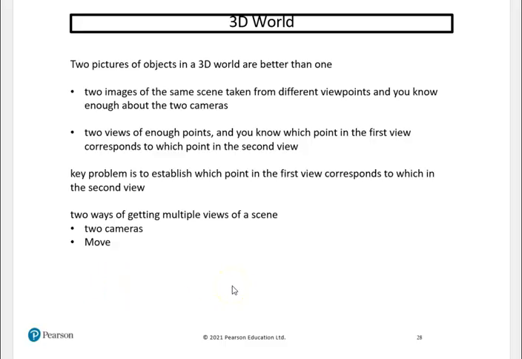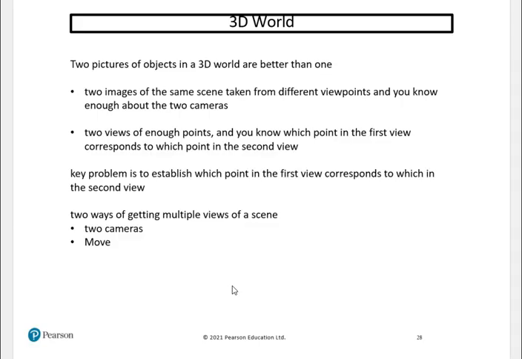Now, if we're looking at this 3D world, then we need two pictures of objects because that's much more information than one picture. So two images of the same scene taken from different viewpoints, and you know enough about the two cameras. You get two views of enough points, and you know which point in the first view corresponds to which point in the second view. The key problem then is to establish which point in the first view corresponds to the second view.